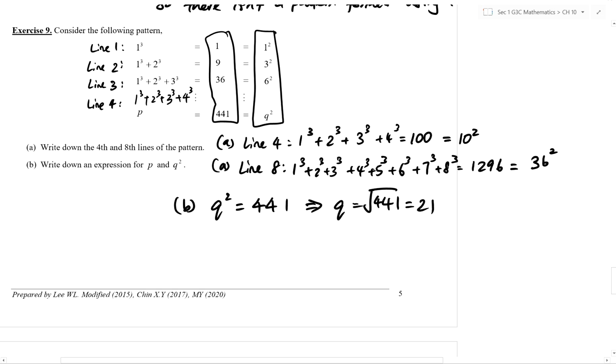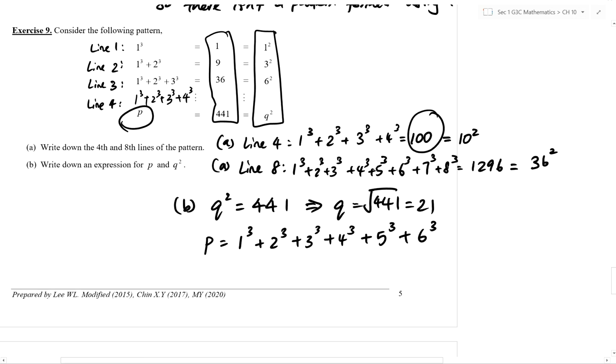Okay, now on the other hand, P over here is whatever is on the left hand side. It is not as straightforward this time. Okay, but we do know that it will start off with 1 cube plus 2 cube plus 3 cube plus 4 cube. Now at the line when I come to 4 cube, I know that this value is actually 100. It is not enough. So let us add on 5 cube. Now 5 cube is 125. Added to 100 is still insufficient. Let us add a 6 cube. And at this point, we calculate that it is the same as 441. So this must be the value of P.